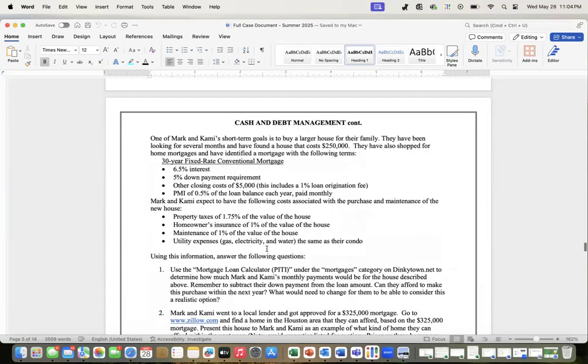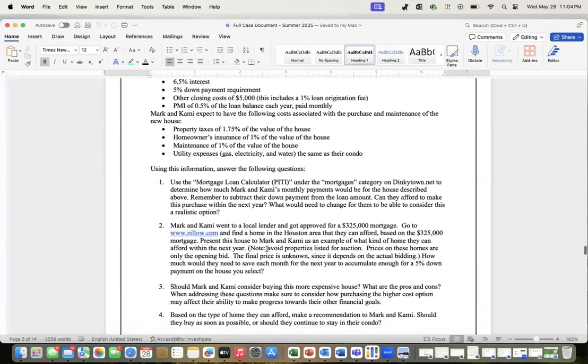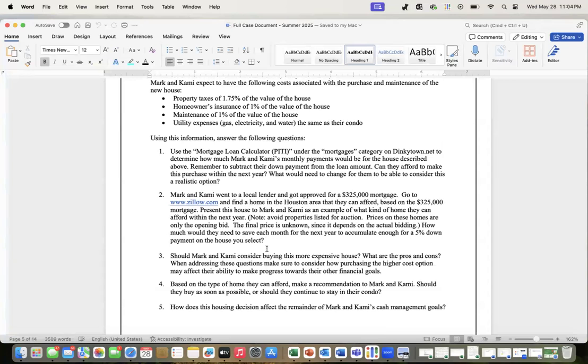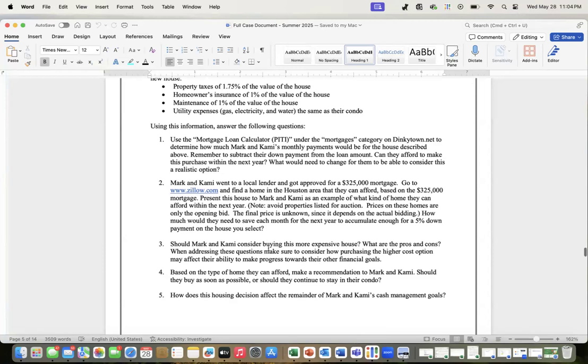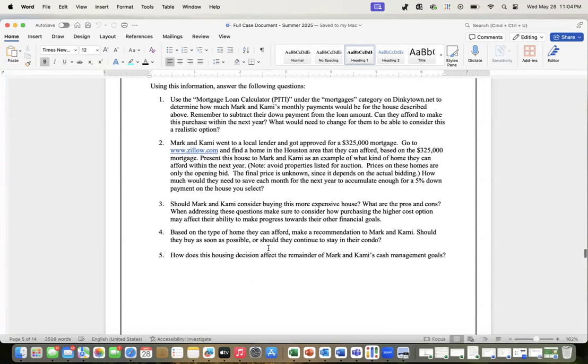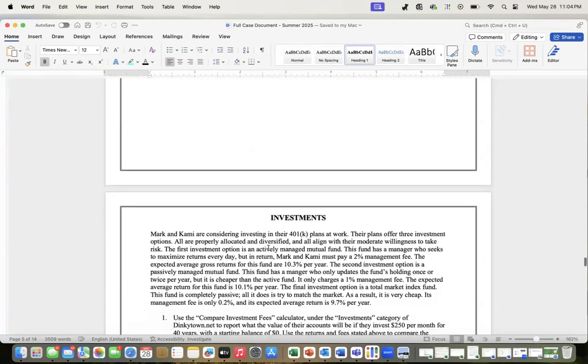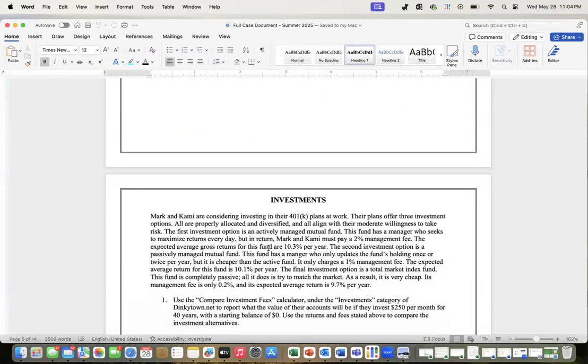The second assignment related to cash and debt management is more related to their goal of potentially buying a new home. And so we'll go through the process of performing that analysis to see how feasible that is for Mark and Cami. Okay, and then we have the additional sections to the plan, right?